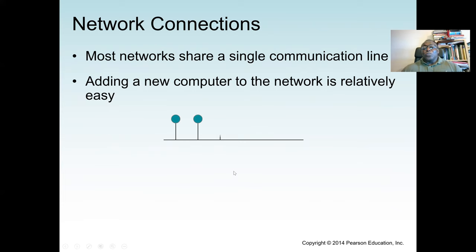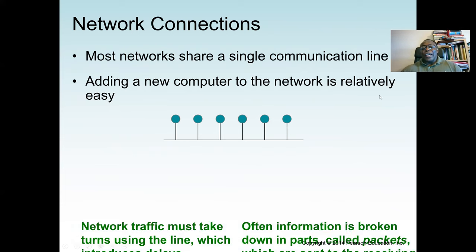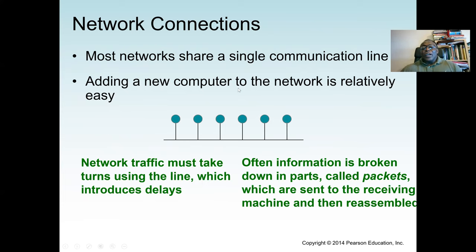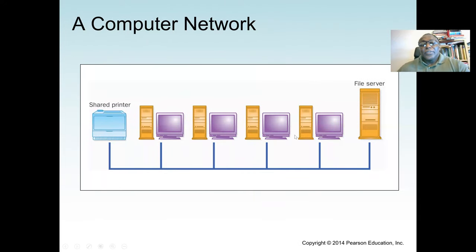Then we have the case where most computers share a single communication line. Adding a new computer to the network is relatively easy. So here we have like 6 or 7 computers connected to one line. We call it the backbone. This is an example of a computer lab. We have all these computers, and they are all connected to one printer, so they are all sharing the same printer.